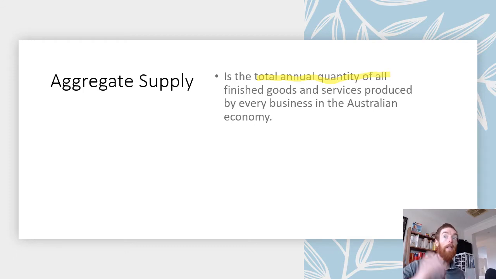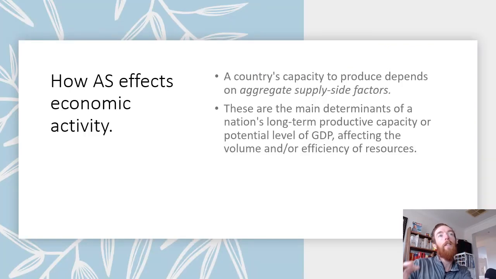But the real key thing there is to have the total annual quantity of all finished goods and services. The reason why it's finished is because it has to be the final goods and services, because if it included all the resources, etc., that aren't finished, it would be double counting because their value would be counted there, and then it would also be counted when it is a finished good or service later on. So aggregate supply is the total real value of all goods and services produced by every business in Australia over a period of time.